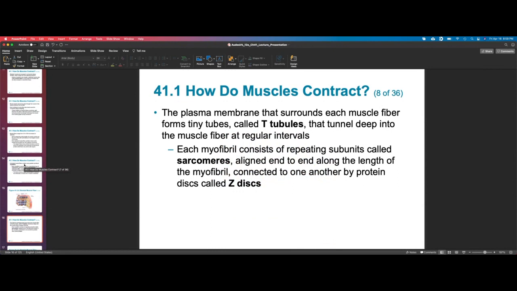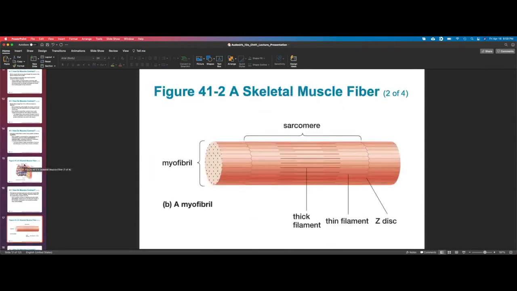So the plasma membrane around your muscle fibers is going to form those T-tubules that we just talked about. And those tubules tunnel beneath the muscle fiber at regular intervals. And we'll see why in a couple of slides. And so each myofibril consists of repeating subunits called sarcomeres. These are really the functional contractile unit of these muscle fibers. They align end to end, and they connect to each other by something called Z-discs. They're a type of protein.